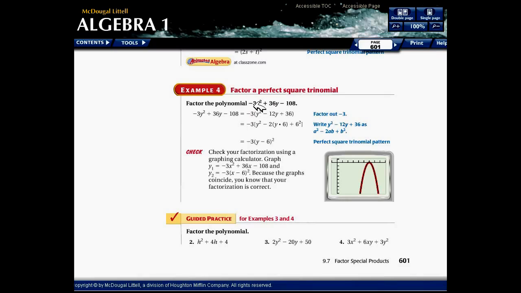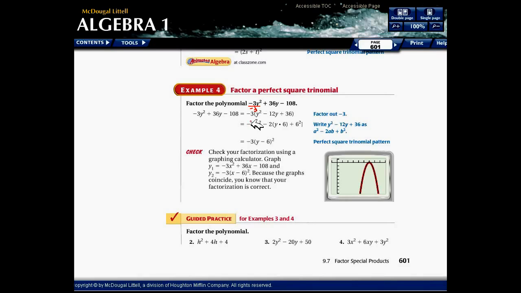Negative 3. If you take out a negative 3, so divide this by negative 3, divide that by negative 3, you end up with a y squared. Divide this by negative 3, negative 12y. Divide this by negative 3 would be a positive 36. Now, this is a perfect square. This is a perfect square.